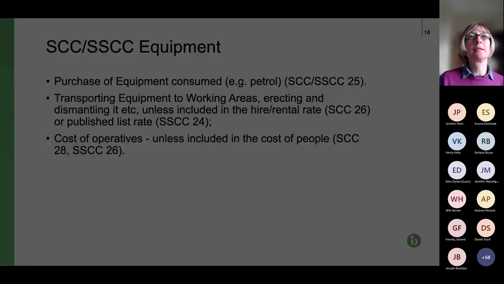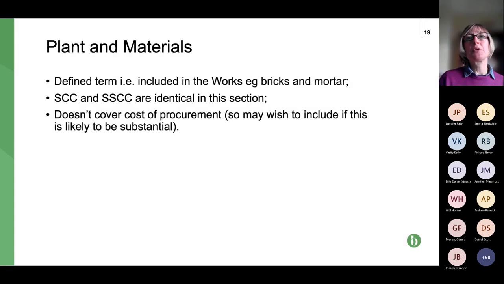Next slide, please. So we're on to plant and materials. This is the third item in the schedules. Again, it's a defined term in the contract. So it's the items that are included in the works, so the bricks and the mortar.